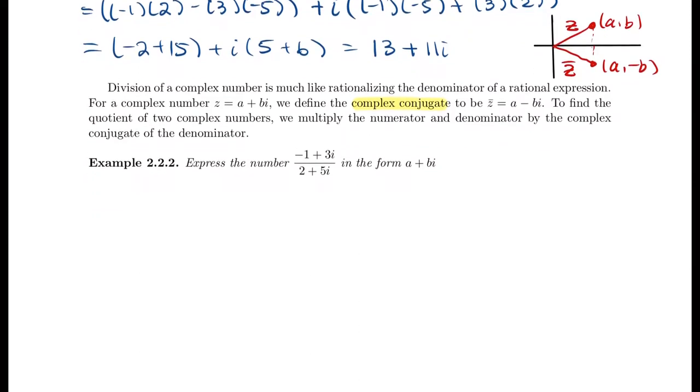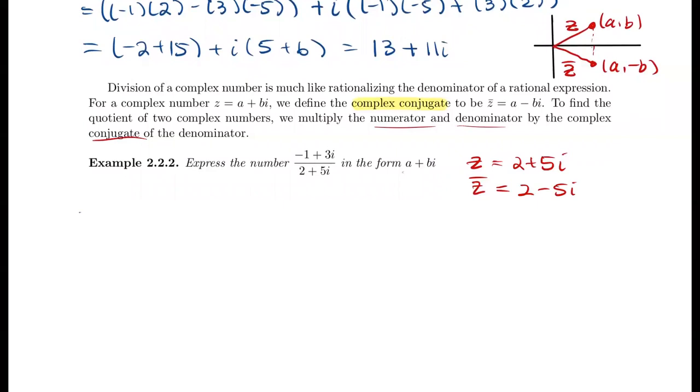So if we want to express this complex number in the form of a plus bi, as we said here, we have to multiply the numerator and the denominator by the conjugate of the denominator. So the conjugate of the denominator here, so let's say z was 2 plus 5i, then the complex conjugate, z bar, is just going to be 2 minus 5i. So we're going to multiply both the numerator and the denominator by that value.